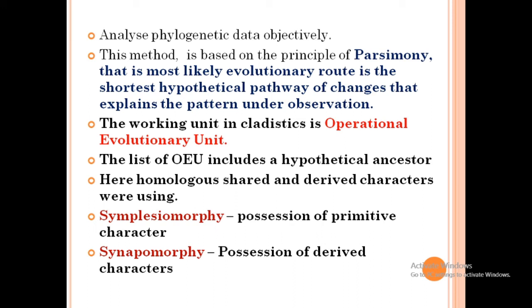But what are we doing here? Here we are actually imagining an ancestor. Then homologs, shared and derived characters are used. So two types of characters are considered in cladistics. One is symplesiomorphy, that is possession of a primitive character. Synapomorphy is possession of a derived character. So symplesiomorphy means possessing what? A primitive character. Synapomorphy means possession of a derived character.